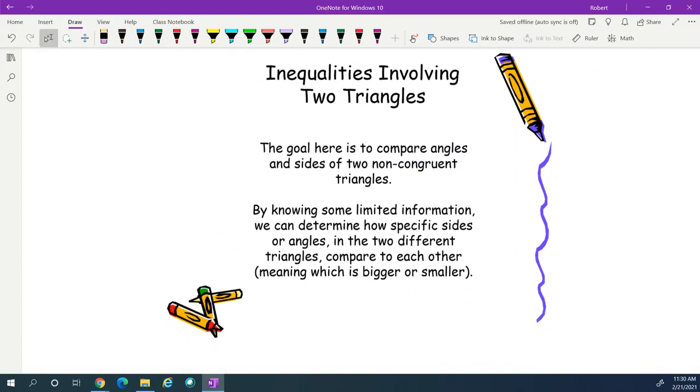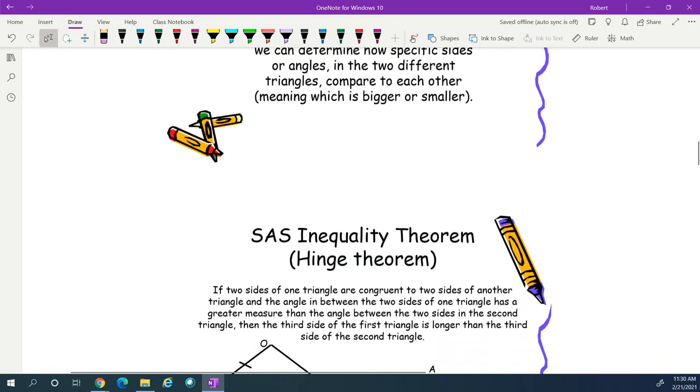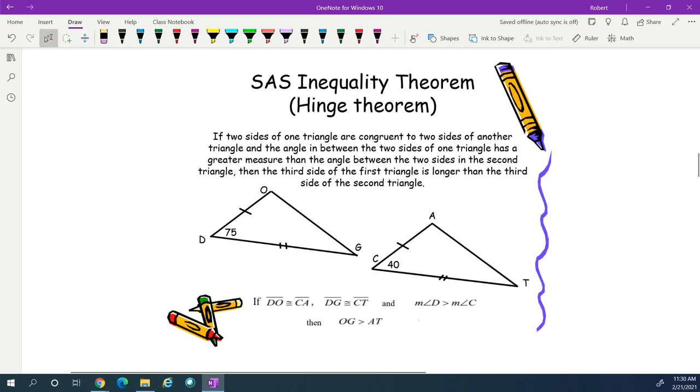So we're comparing two non-congruent triangles. And by knowing some basic information, we are going to infer the outcome of the third piece, whether it's an angle or a side. So we have something that's actually called the hinge theorem, or SAS inequality.